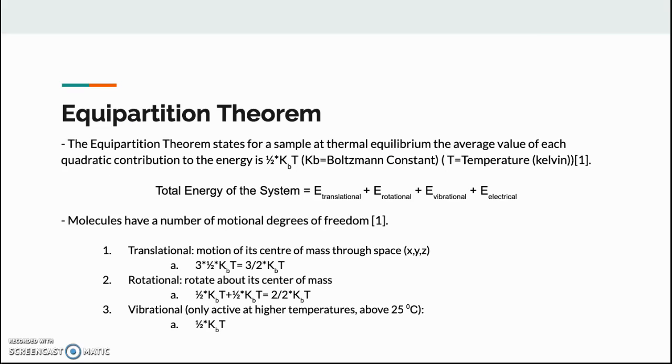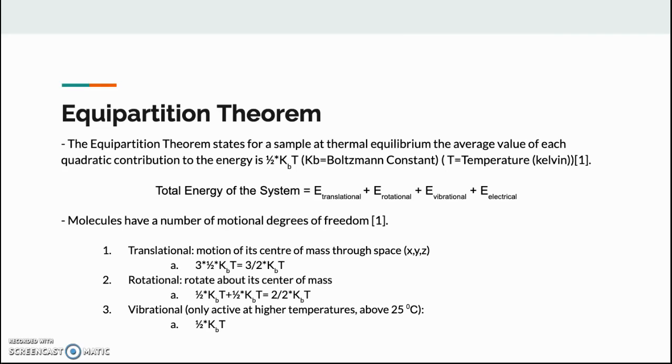This is Kyle Josephson, and I'll be introducing the equipartition theorem theory and background. The equipartition theorem states, for a sample at thermal equilibrium, that the average value of each quadratic contribution to the energy is 1/2 kBT. In 3 dimensions, a molecule or atom has the ability to move its center of mass through space in the x, y, and z directions. This is referred to as translational motion, and each motional degree of freedom adds 1/2 kBT, for a total of 3/2 kBT.